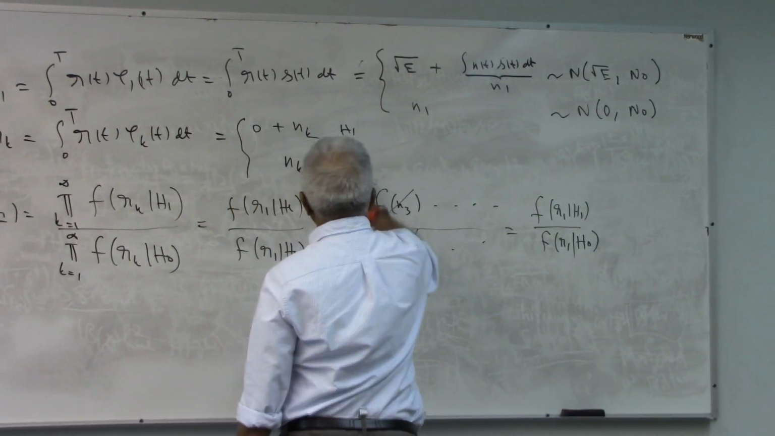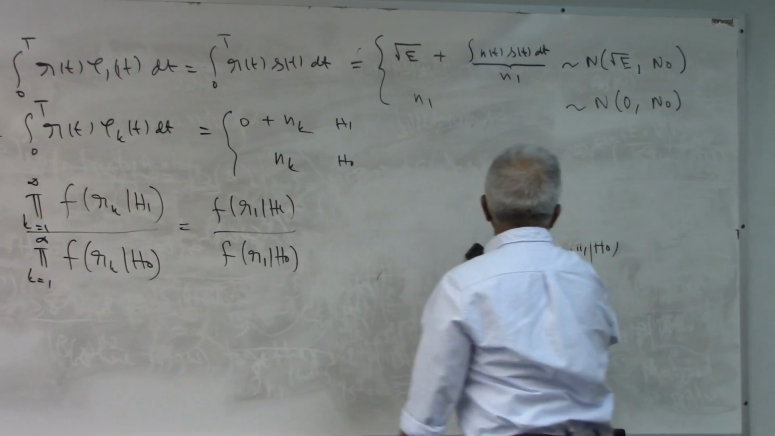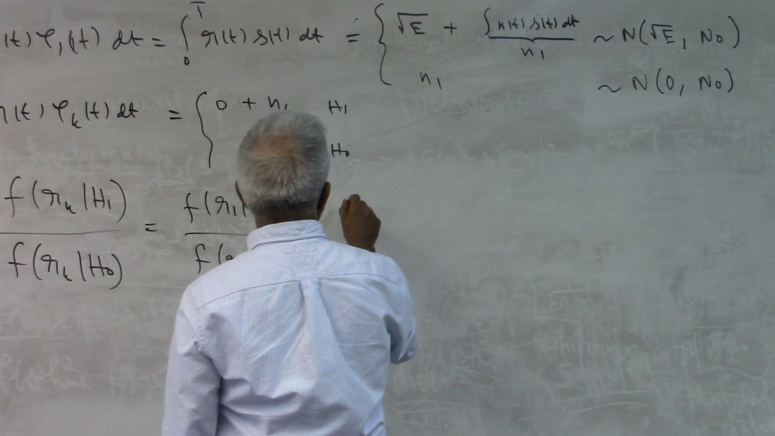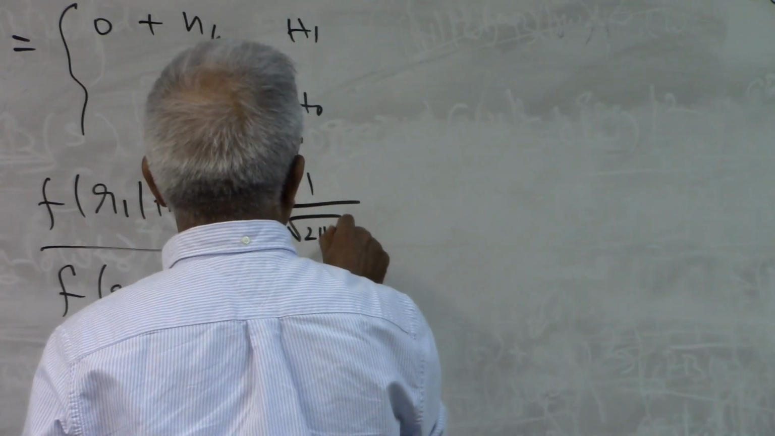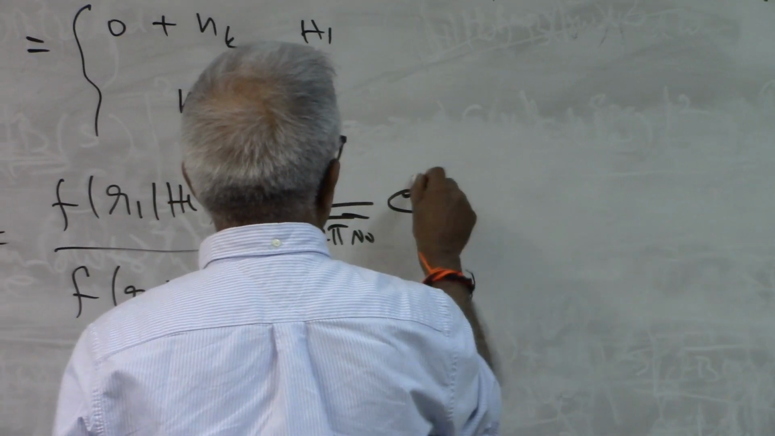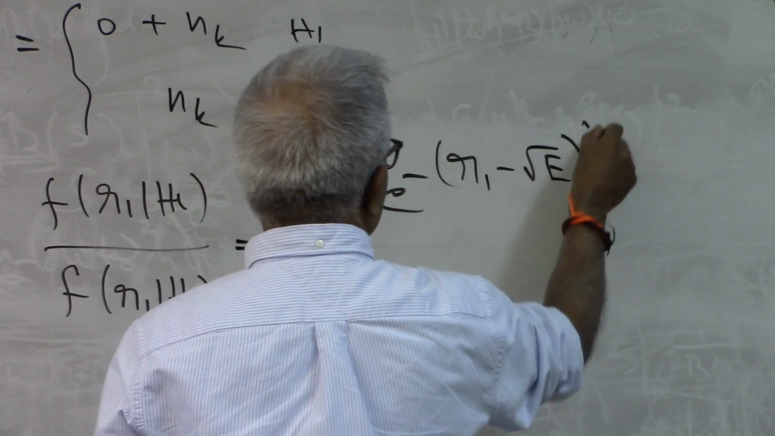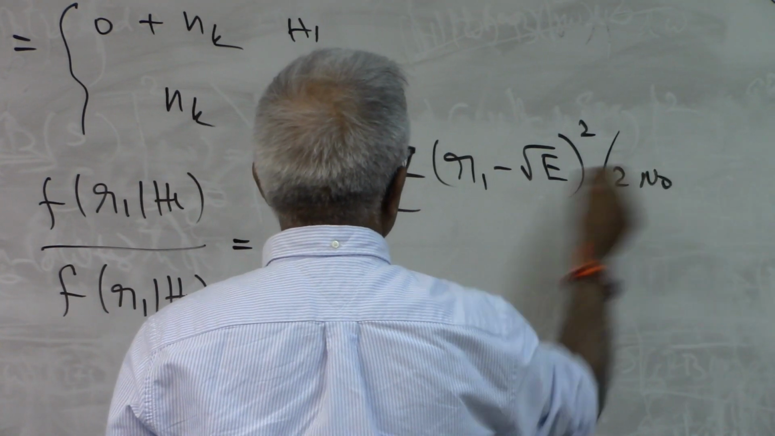To save space, let me just write it here. So this will turn out to be, the constants cancel off, e to the power minus (r1 minus square root of E) the whole squared over 2N0.